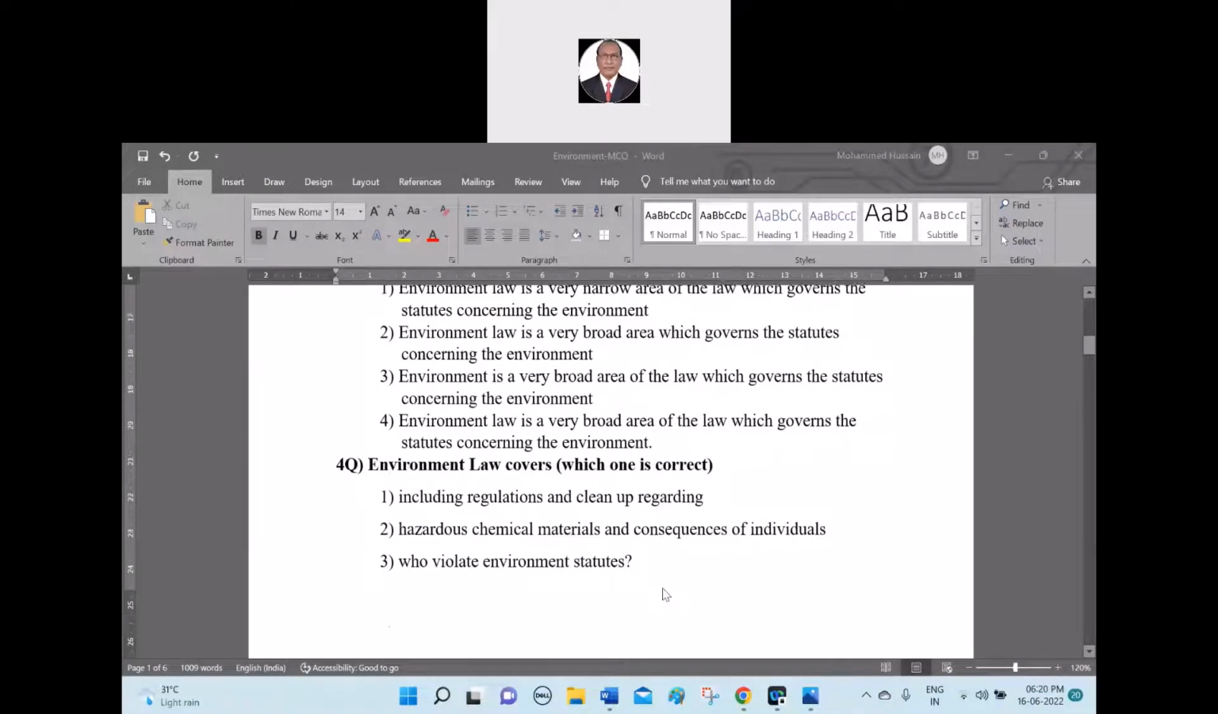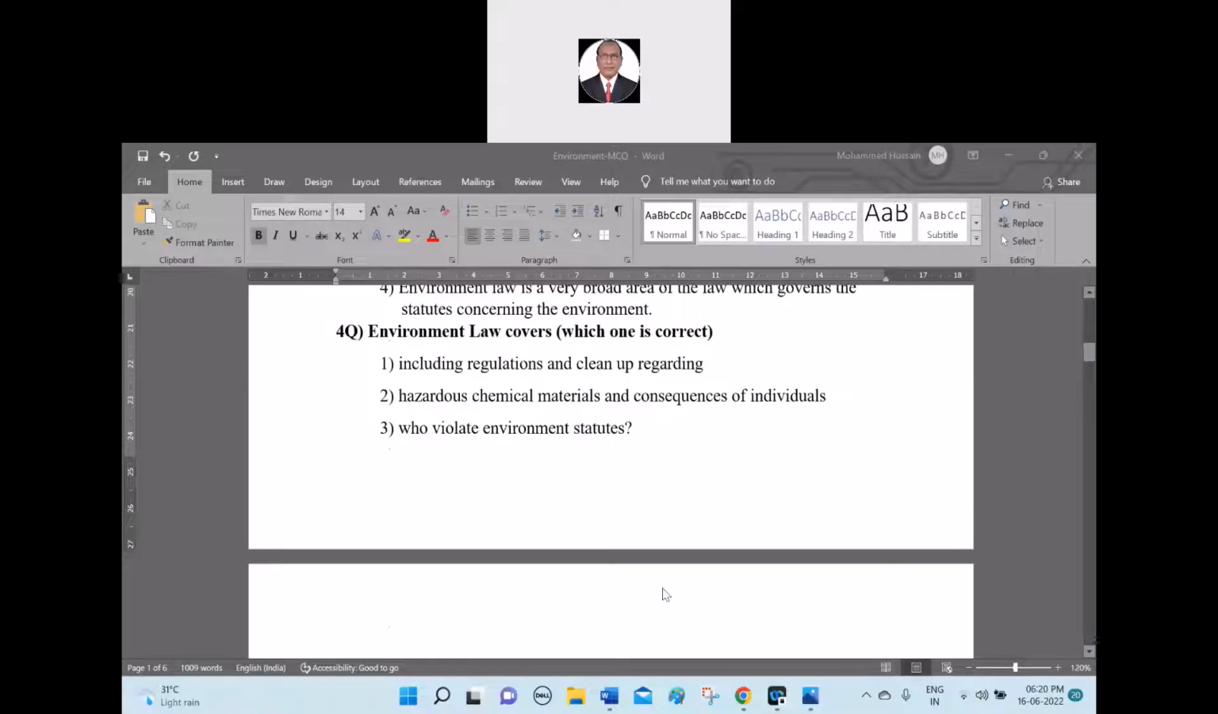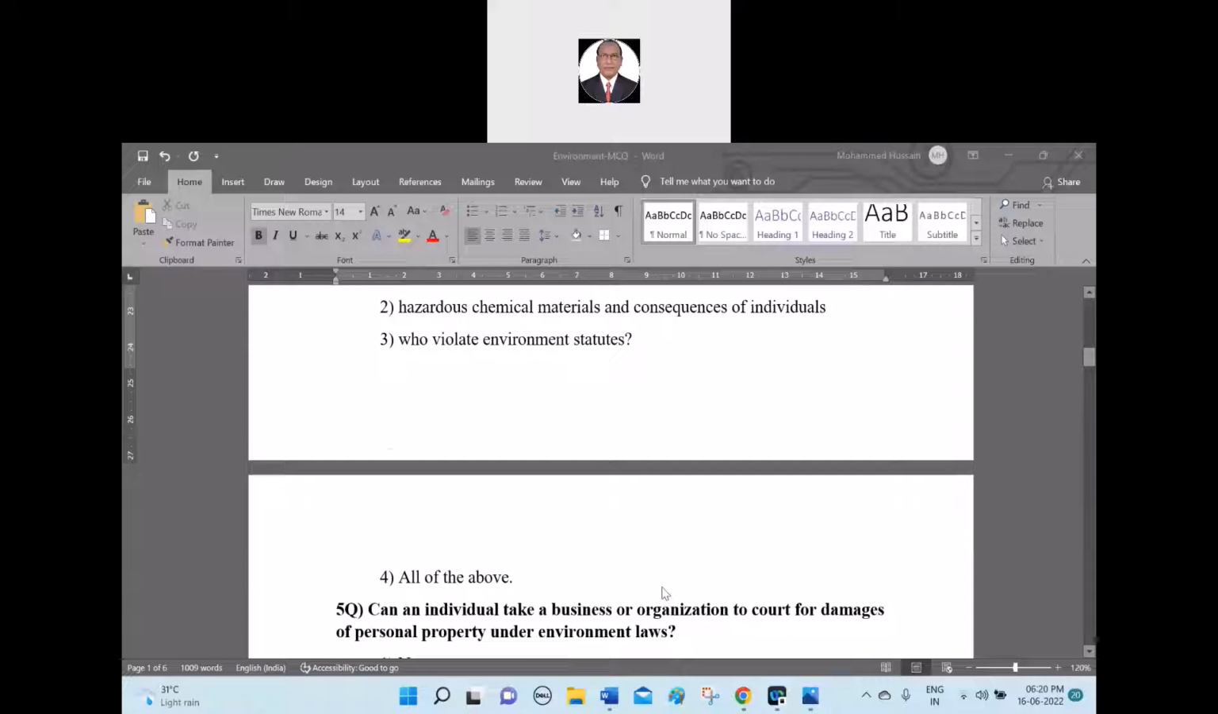So now the fourth question. Environmental law covers, which one is correct? Number one, including the regulations and cleanup regarding. Number two, hazardous chemical materials, consequences of individuals. Three, who violate the environment statutes. Four, all of the above.